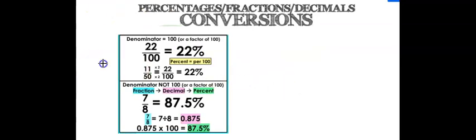In this example, we have fractions to convert to a percent. This one was very easy. It's already out of 100. So we just write it as 22% because remember, percents are out of 100, okay? This one right here, though, is 50. So just scale it up, double it. Whatever you do to the bottom, you have to match on the top, double 11, and you get your 22%. So there you have it. For that one, it's very easy.